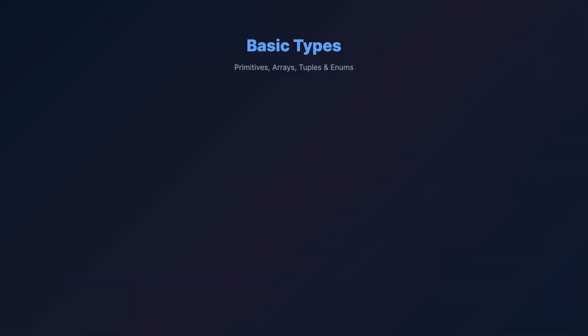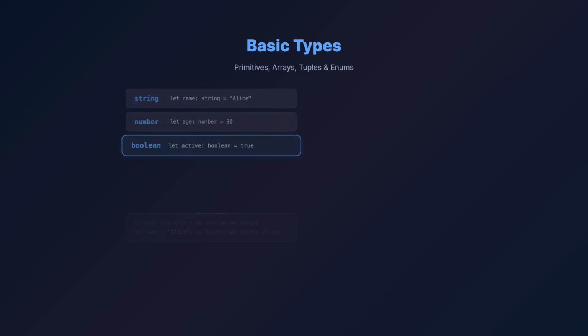TypeScript has the same primitive types as JavaScript, but you declare them explicitly. let name: string = "Alice". let age: number = 30. let active: boolean = true. These are type annotations. You're telling TypeScript what type a variable holds.